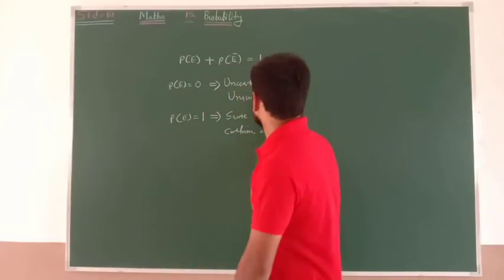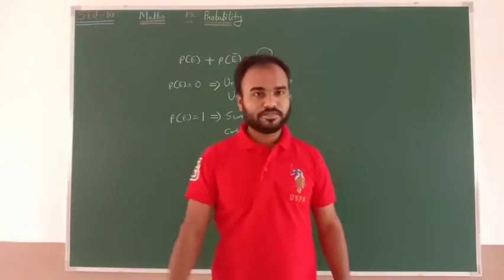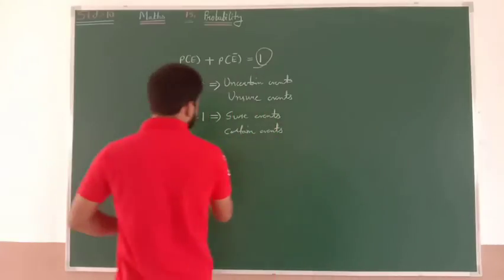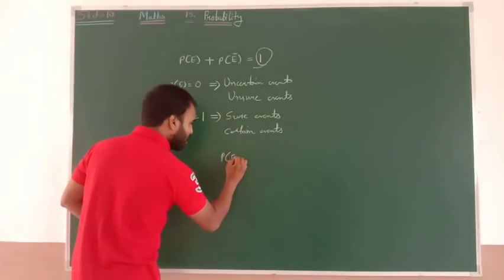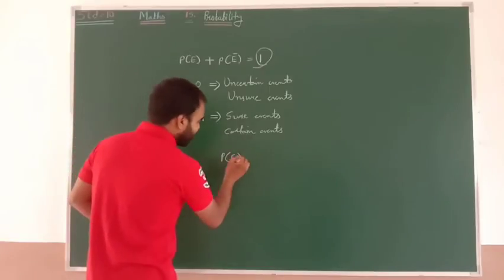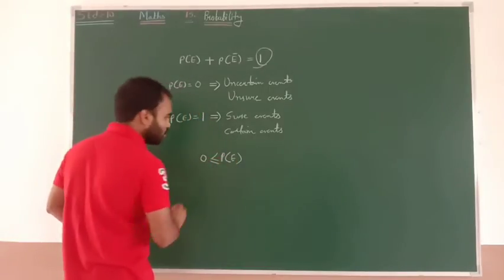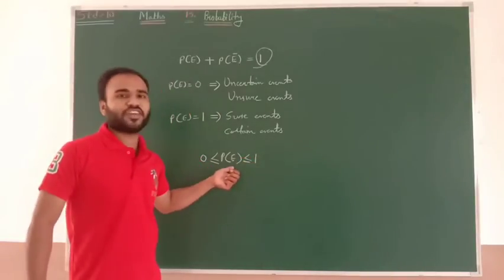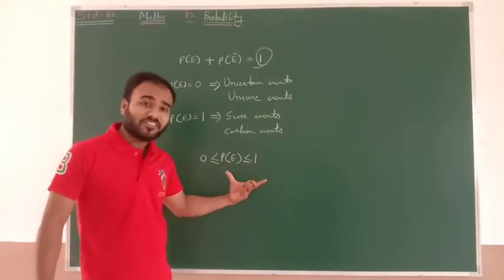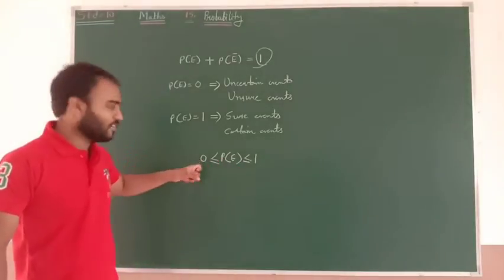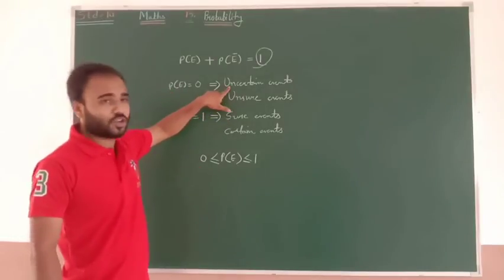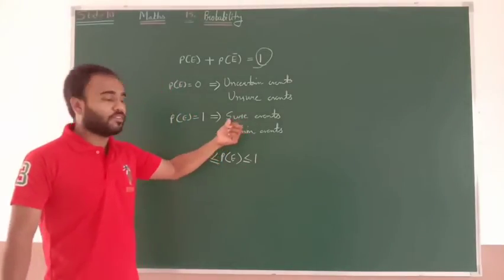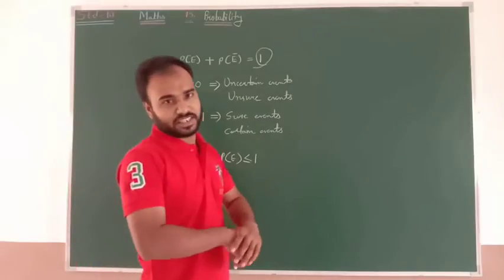Then the next question is given that the sum of the probabilities of all the elementary events of an experiment will be always 1, and the probability of an event is greater than or equal to 0 and less than or equal to 1. It means probability of an event will lie between 0 and 1, and the probability of an event can be 0 when the events are unsure or uncertain, and the probability of an event can be 1 when the events are sure or certain events.